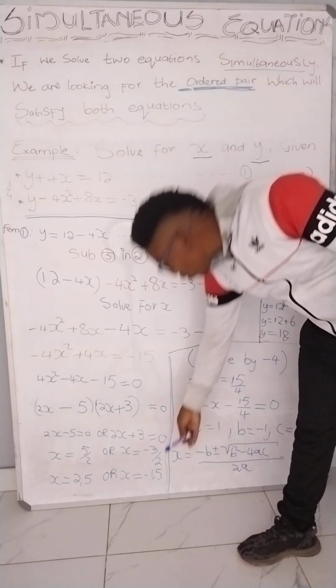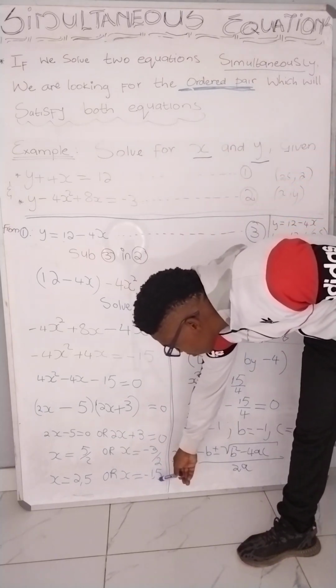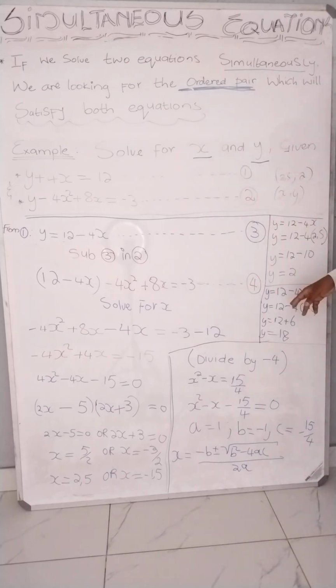And then the ordered pair for when x is minus 1.5. When x is minus 1.5, y is 18. How do you find that out? The same way. You take the same equation, y is equal to 12 minus 4x, and then you substitute x for negative 1.5. And then negative 4 times negative 1.5 is a positive 6. Okay? And then 12 plus 6 is 18.